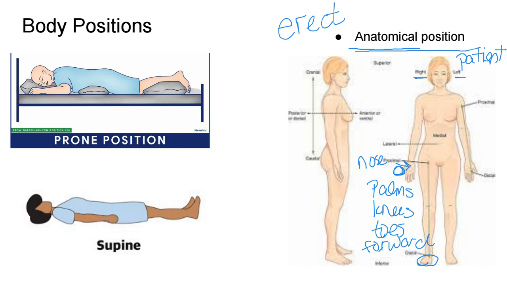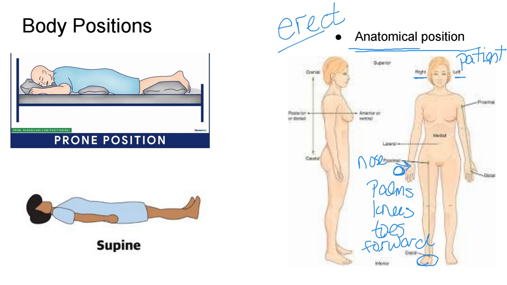So when we move on to directional terms and we talk about things being anterior, being towards the front or towards the back or towards the head or towards the feet, okay, we're talking about that as if the patient is standing in this anatomical position. So again, standing upright, so erect, a nose, palms, knees, toes, everything is facing forward.